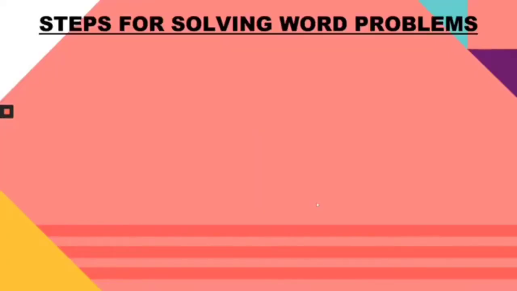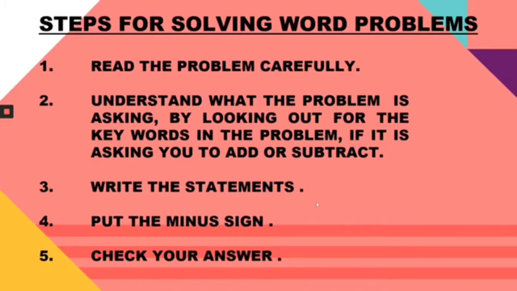Steps for solving word problems. Step 1. Read the problem carefully. Step 2. Understand what the problem is asking by looking out for the key words in the problem, if it is asking you to add or subtract. Step 3. Write the statements. Step 4. Put the minus sign. Step 5. Check your answer.